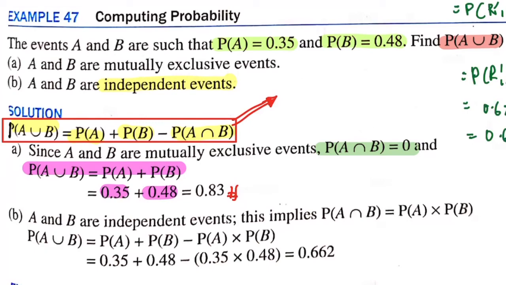Alright. So probability of A intersect B, we just solve this by using the formula of independent events, which is just P(A) times P(B). So let's rearrange our formula. It is P(A) plus P(B) minus P(A) times P(B). So just fill in the values. P(A) is 0.35, P(B) is 0.48, minus, again, P(A) is 0.35, multiplied with 0.48. So just use your calculator. The answer will be 0.662.